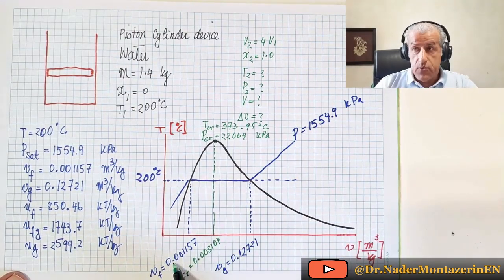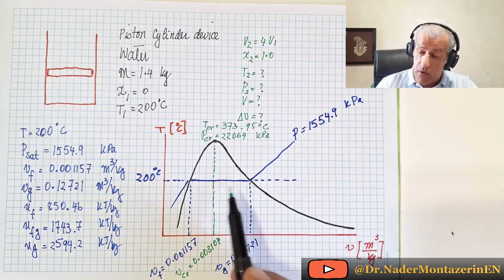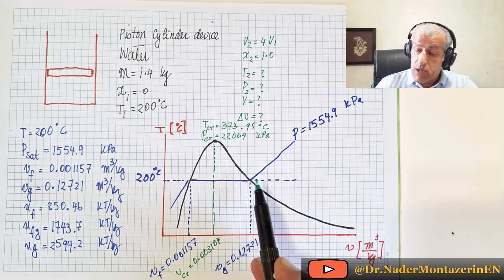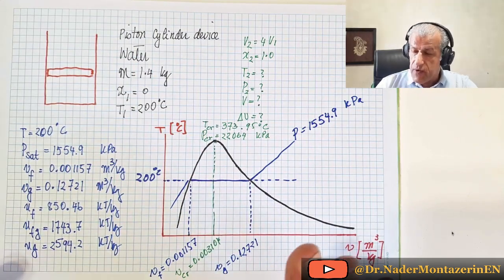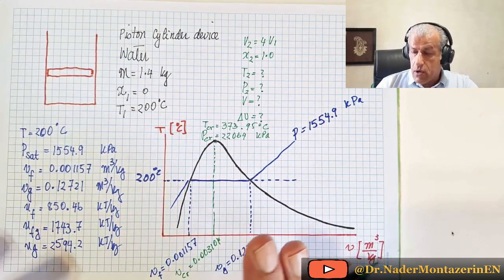Look, this is 0.001157 and this is 0.003. So this is about 3 times VF at 200 degrees C, and VG is far away. VG is 1. It means that it is almost 100 times far away from this point. This is almost 3. This is almost 100 times. So it's very far, just to understand the scales of the graph that we are talking about.